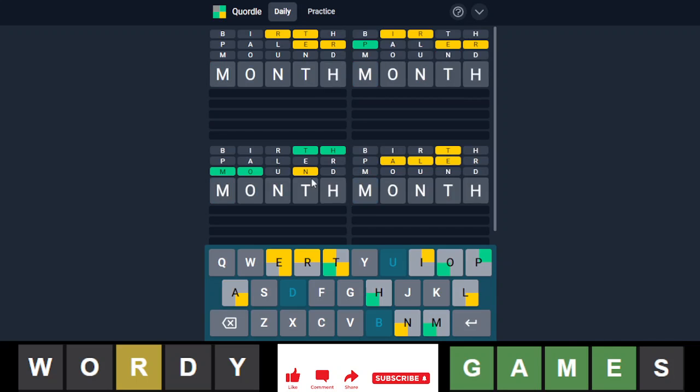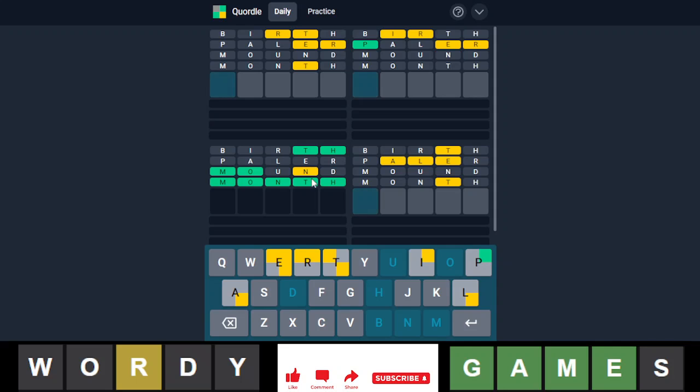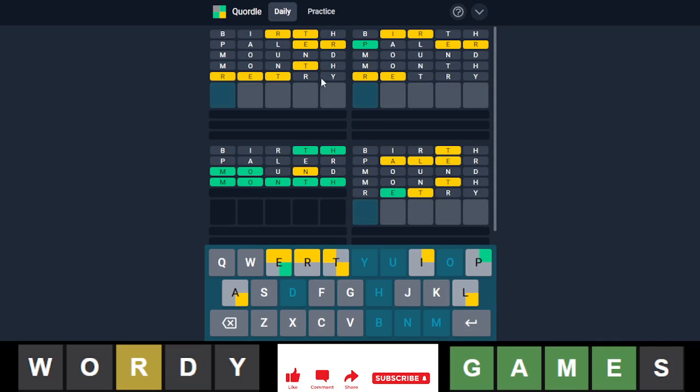This one is month, basically spelled out. Retry is possible for that, let's go with it. Nope, not retry. R is now in the second position. E is probably going to be third.